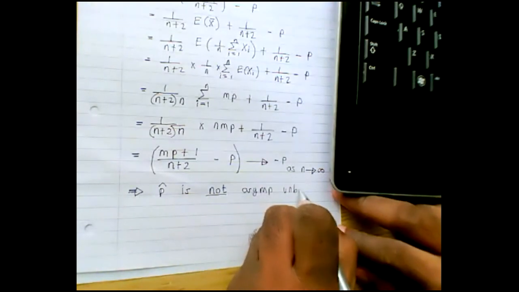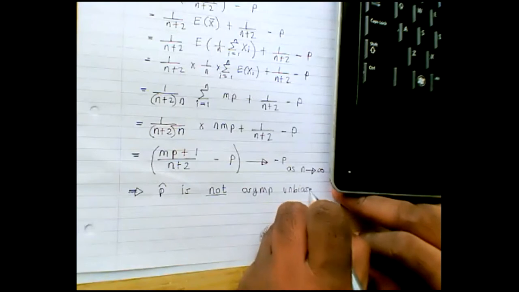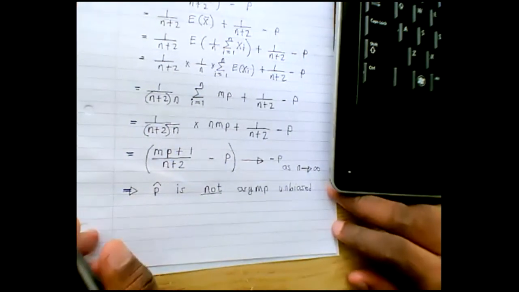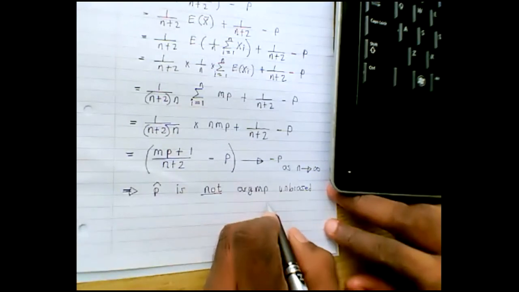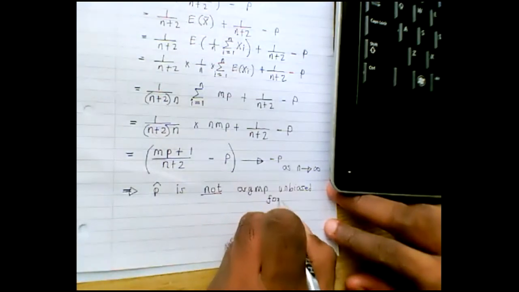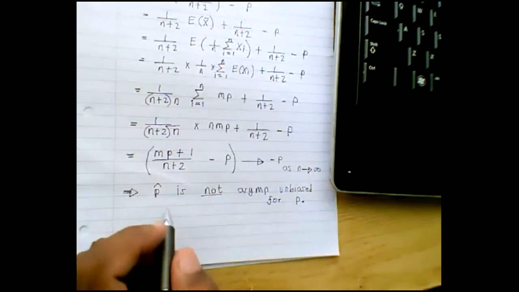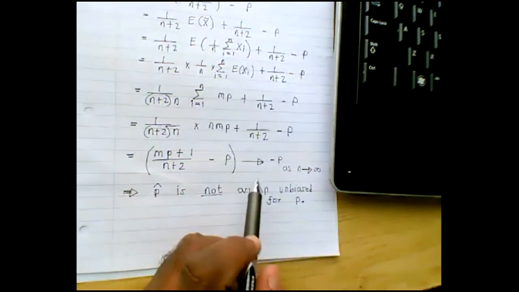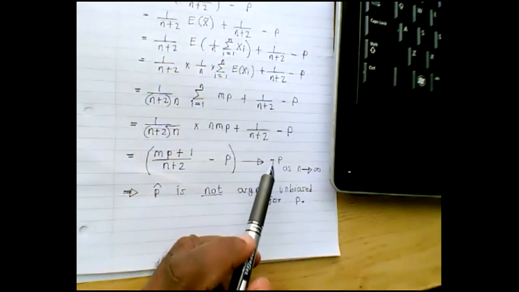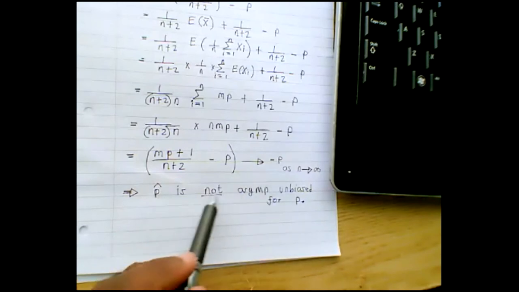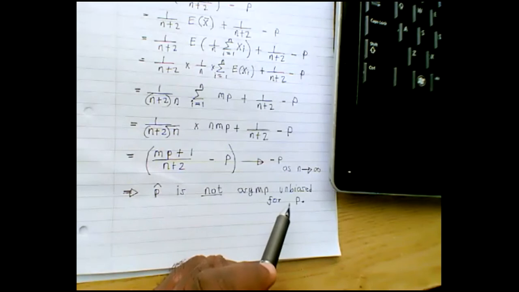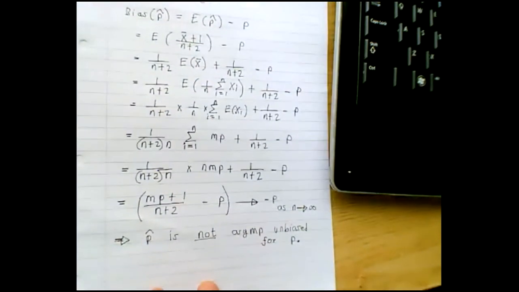unbiased. Remember when I talked about point estimation, that an estimator is said to be asymptotically unbiased if the limit of the bias as n approaches infinity is 0. But in this case, it's not 0, it's minus P. And therefore, P hat is not asymptotically unbiased for P. All right. So this is part 1 of question 10.